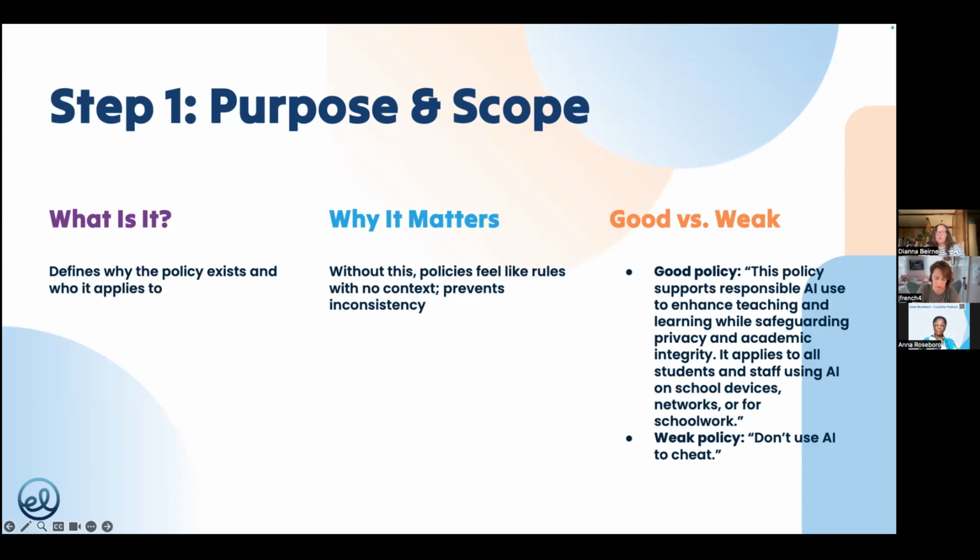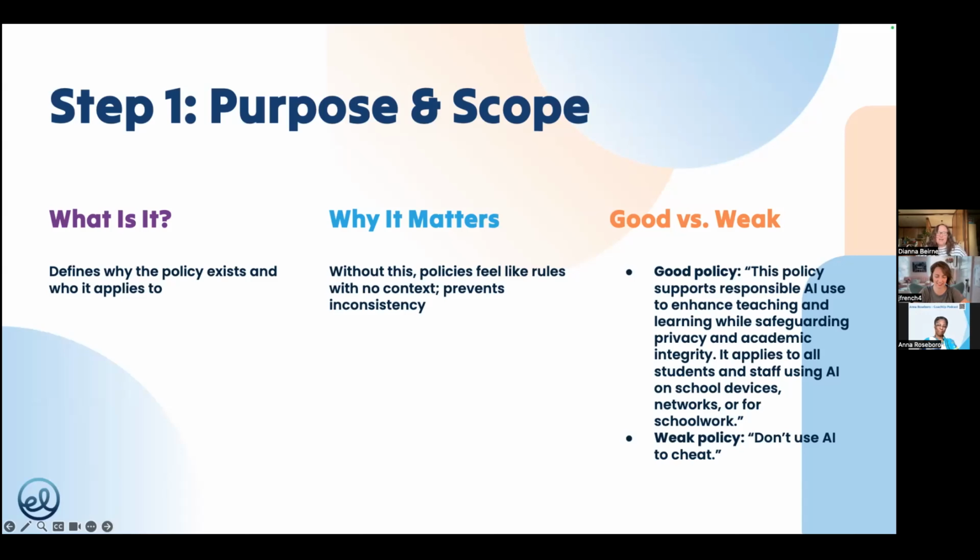An example of a good policy might be: this supports responsible AI use to enhance teaching and learning while safeguarding privacy and academic integrity. It applies to all students and staff using AI on school devices, networks, or for schoolwork. And a weak policy might just say, don't use AI to cheat. Okay, not good. Doesn't really help us out much.